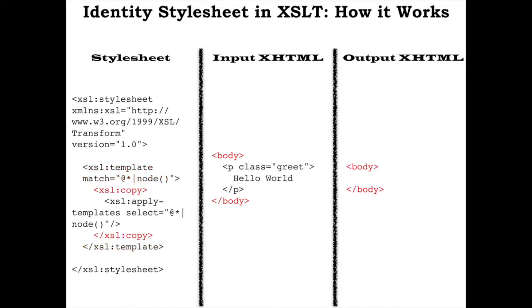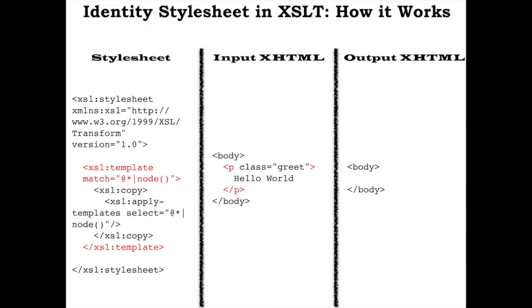So we copy. When we hit the copy, you can see on the right, we've now copied something to output. We've copied our body tag. Okay, so now we go inside the copy and do what it says to do inside the copy. And it says apply templates, select, and here we're saying select anything. So what's the next thing to select? It's our P tag inside the body. Notice here that both the opening and the closing tag is selected. We're selecting the element, not the tag.